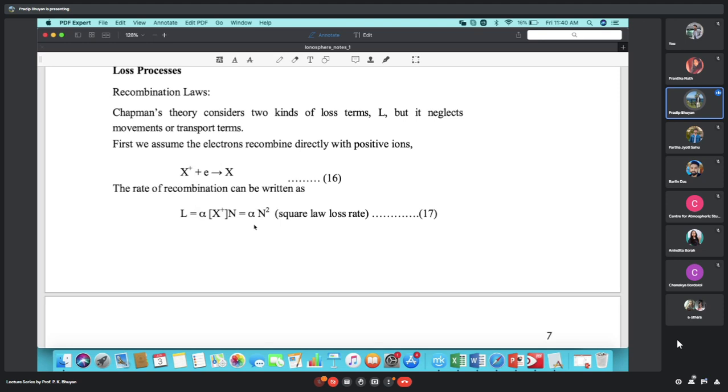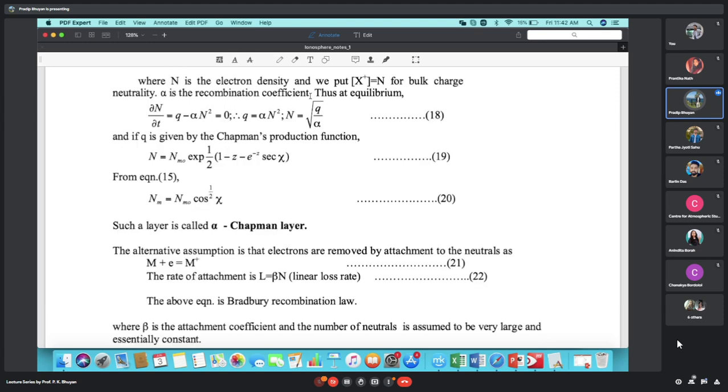So at equilibrium, del N del T, the rate of change of the number density with respect to time, is equal to Q minus alpha N square, which is equal to 0. Production minus loss is equal to 0. This is the continuity equation. Therefore, Q is equal to alpha N square, or N is equal to square root of Q by alpha. If Q is given by the Chapman production function, you can put the value of the Chapman production function here. N becomes equal to Nm naught exponential square root of 1 minus Z minus this.